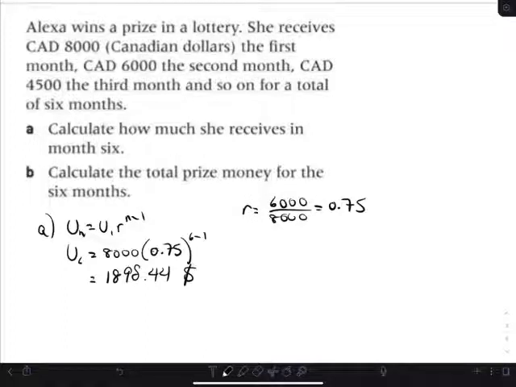$1,898.44 Canadian dollars. We use the kind of dollar sign, but with only one line across. Americans use two lines. Don't ask me why.